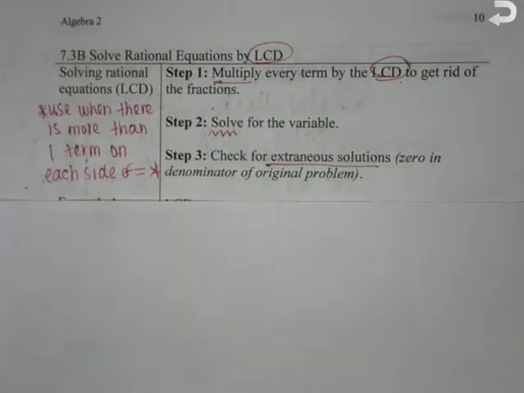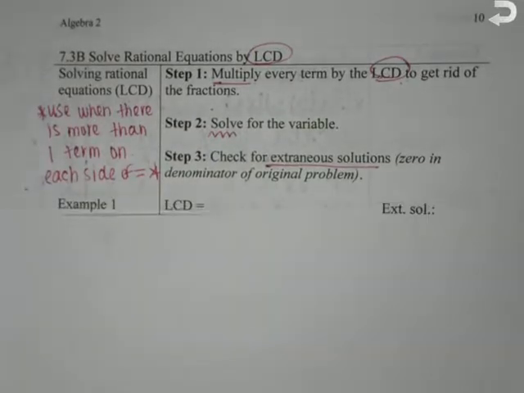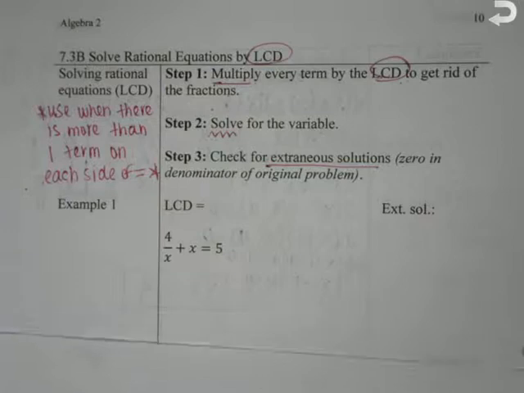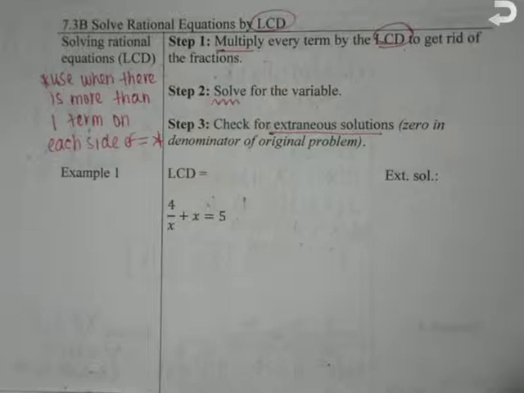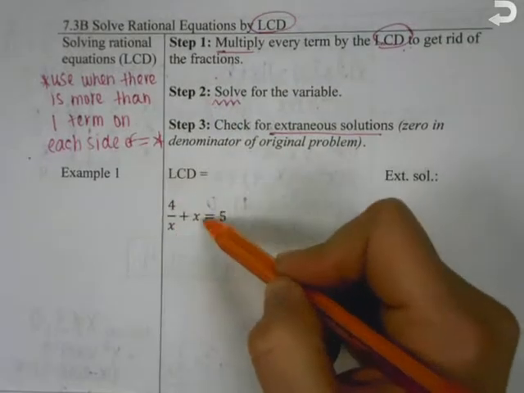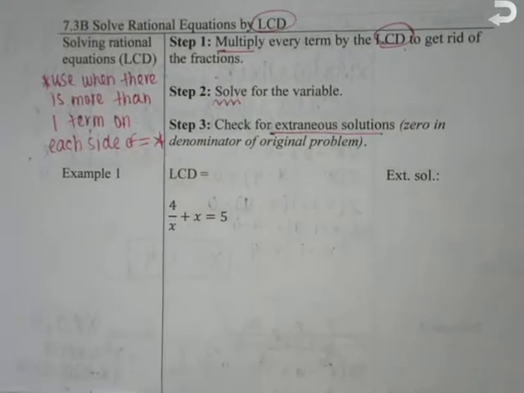Example 1. I'm going to leave the steps up. So for these examples, I give myself a space for the LCD and a space for the extraneous solutions. Example 1 is 4 over x plus x equals 5.